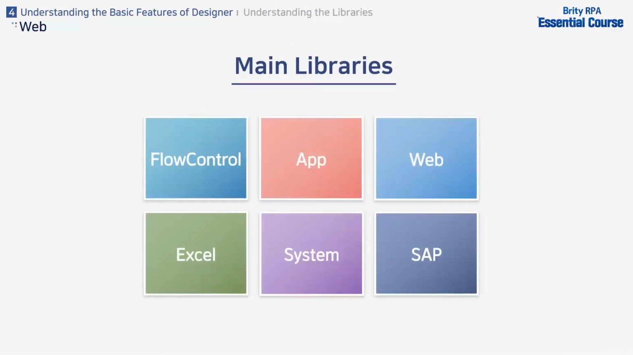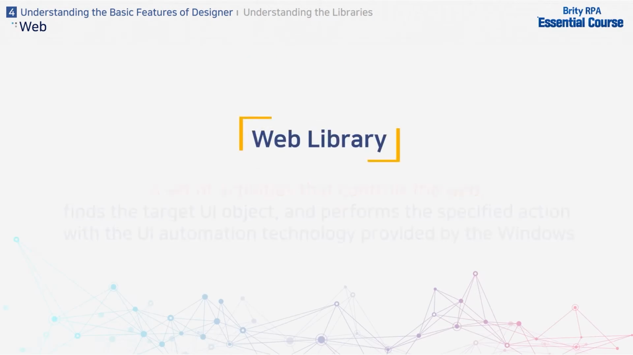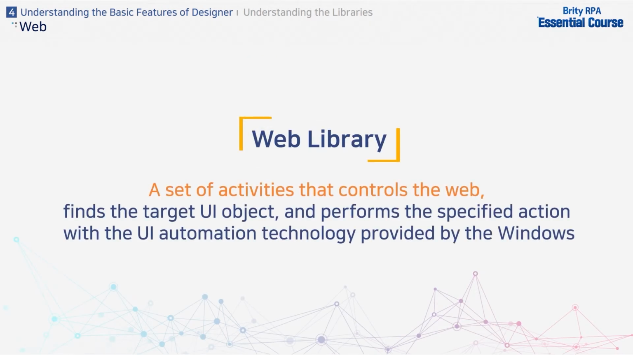Next, let's look at the activities of the Web Library. The Web Library is a set of activities that controls the web. It identifies the UI object on the screen with the UI automation technology provided by Windows, finds the target UI specified by the user, and performs the specified action.